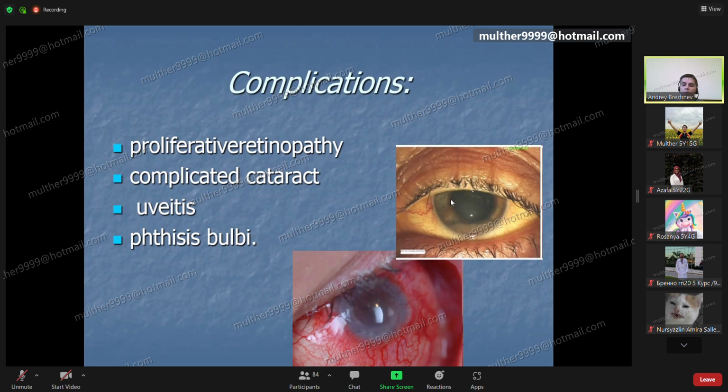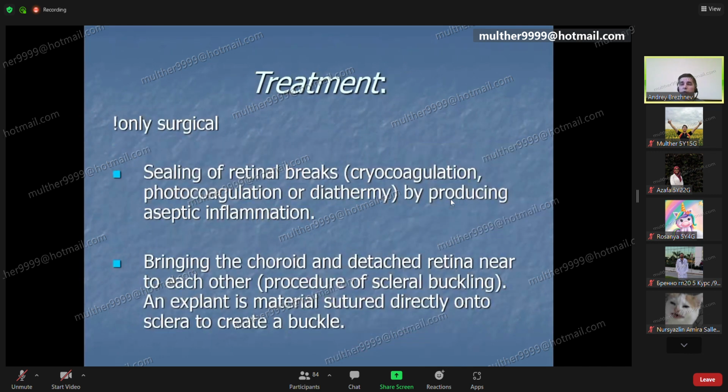So, basic principles of surgical treatment. It may be sealing of the retinal breaks by cryocoagulation, low temperature coagulation, or photocoagulation, or diathermy by producing aseptic inflammation. Another way of treatment is bringing the choroid and detached retina near to each other, the so-called procedure of scleral buckling, and explant materials sutured directly onto sclera to create a buckle.